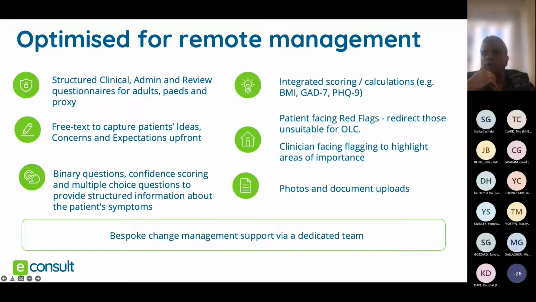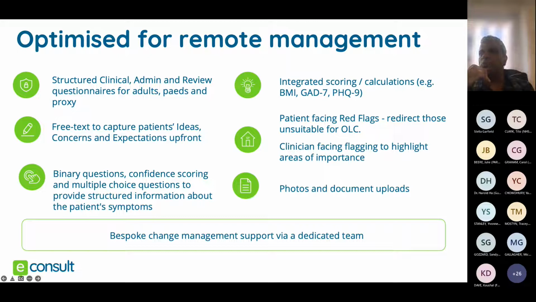So you've got that structured history, and not only does that allow you to have a better quality data set that comes in from the patient, but it also allows us to start embedding that risk mitigation and that red flagging. And we do use a mix, so it's not just structured history. We've got some free text where it's appropriate. We've got binary questions, confidence scoring, multiple choice, integrated questionnaire sets like PHQ-9, GAD-7, BMI, Epworth Sleepiness Score. The red flagging, which I'll talk about in a moment, and also photo and document uploads.